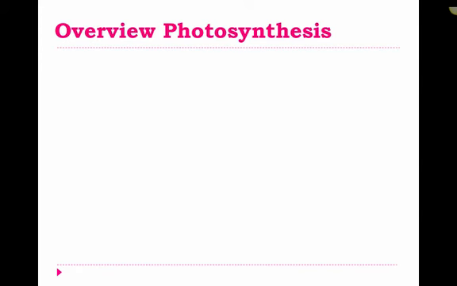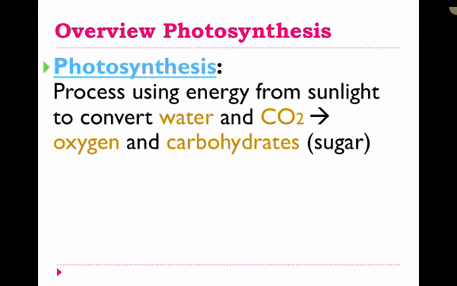Next thing we're going to talk about is photosynthesis. So here's a quick overview of photosynthesis. Photosynthesis is the process of using energy from sunlight to convert water and carbon dioxide into oxygen and carbohydrates, or sugars. So if we think back, what type of organisms do you think do photosynthesis? In other words, what type of organisms can take the energy in the sun and convert it into food or sugar? If you were thinking plants, you would be correct.